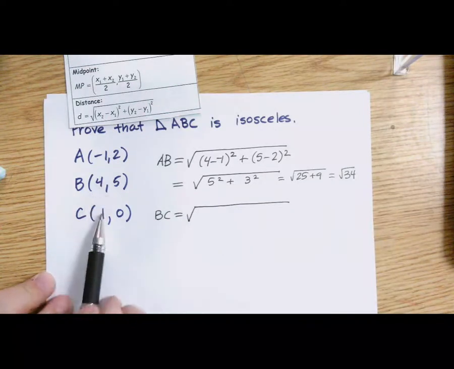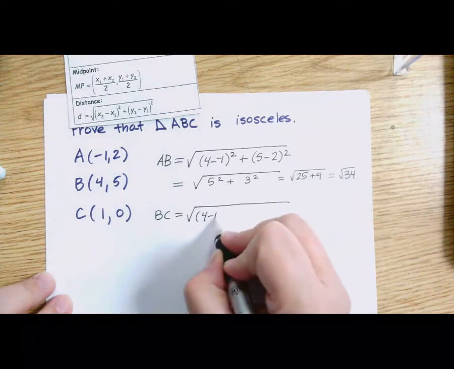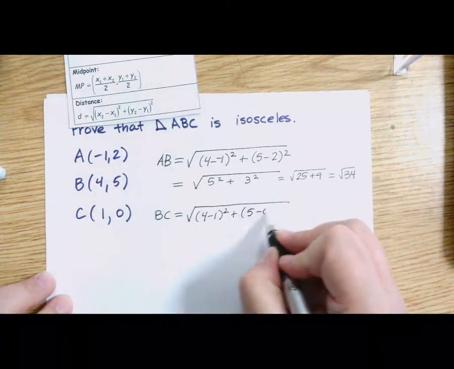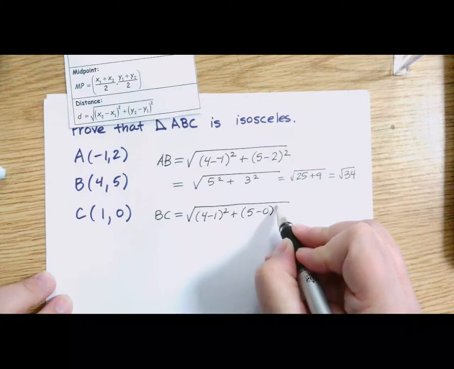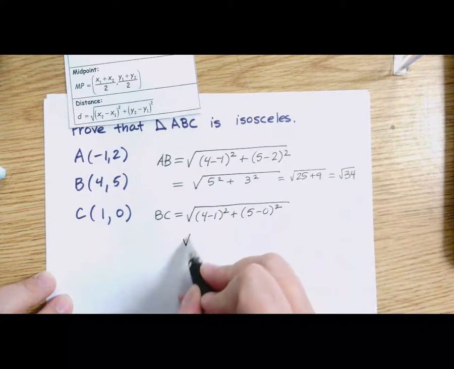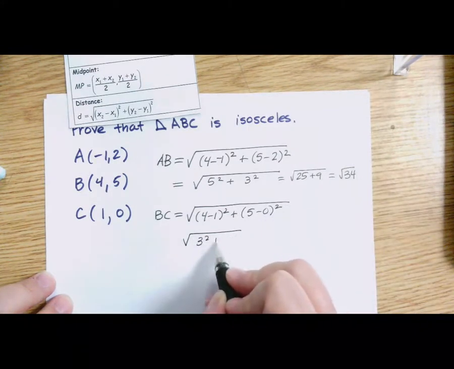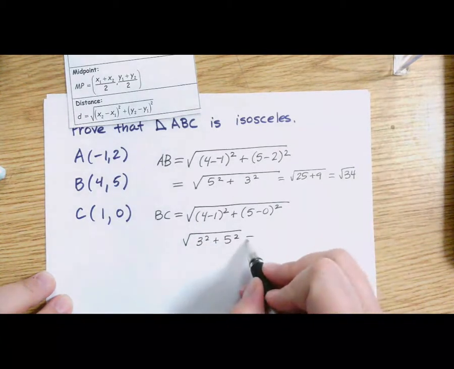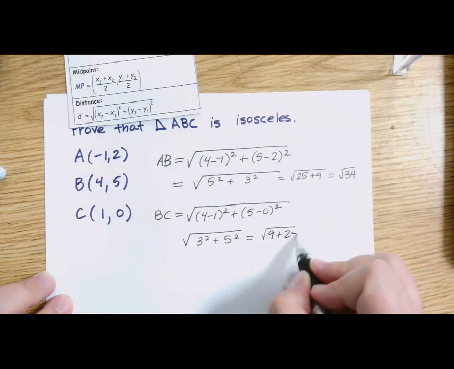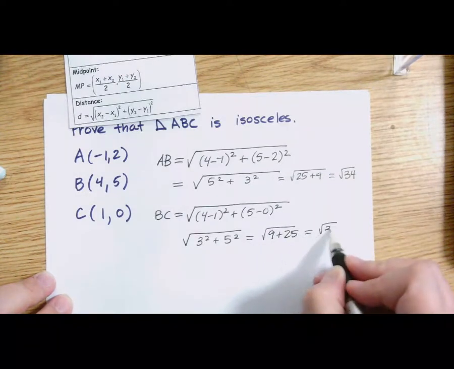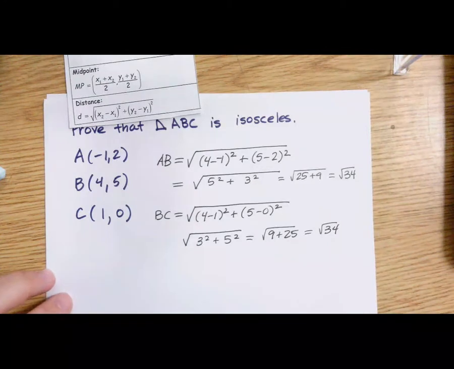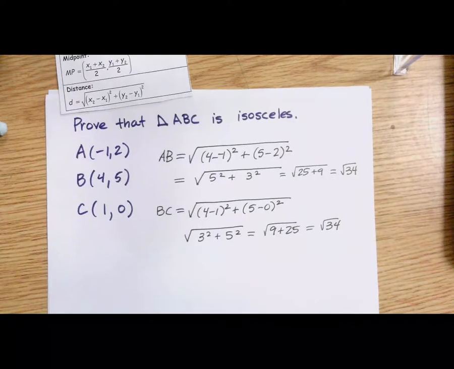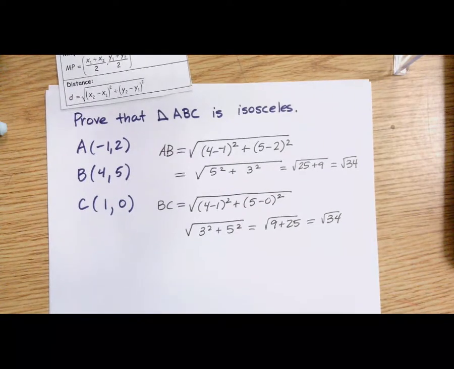All right, BC: 4 minus 1 squared plus 5 minus 0 squared. Okay? So this is 3 squared plus 5 squared, which is kind of what we got here. Same idea, just different order. So that's 9 plus 25, and that's square root of 34. So we've already shown it's isosceles. We really don't even need to find the third side. But we could go ahead and find the third side just to prove it's not actually equilateral.